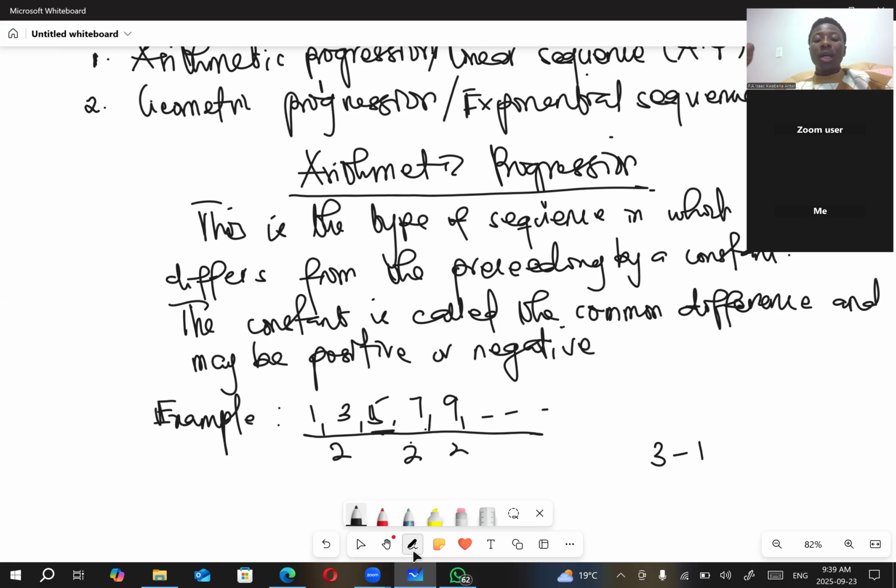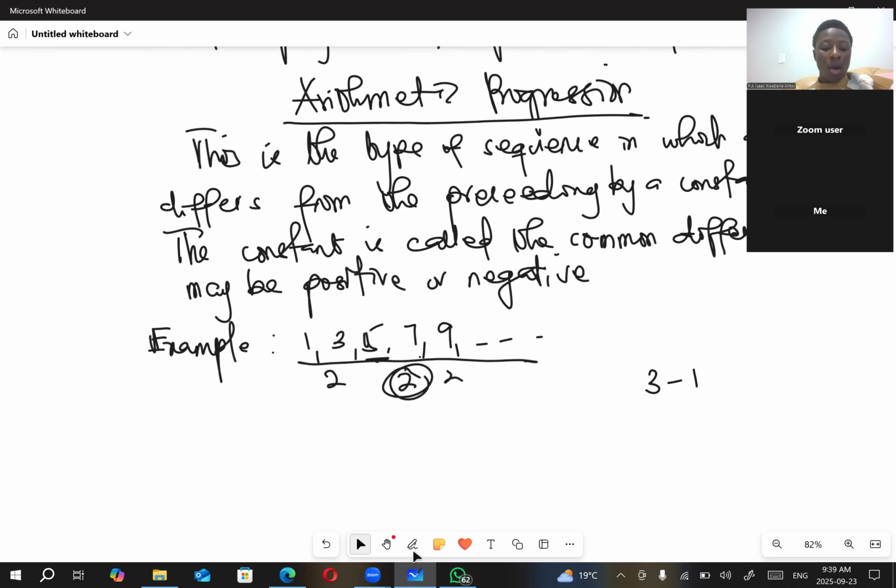That's for AP. And mind you, the difference could be positive, it can also be negative. We'll be looking at those examples very soon. Now, that constant, which is 2, is called the common difference. It's called the common difference. So I can give you another example right here.